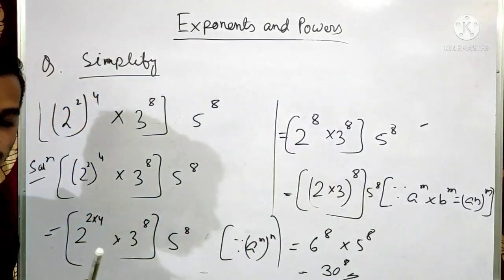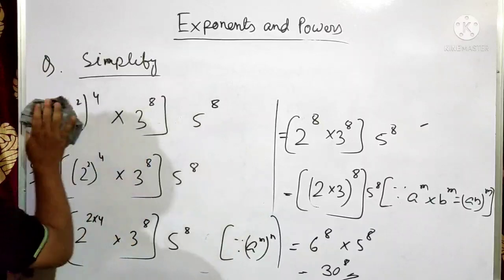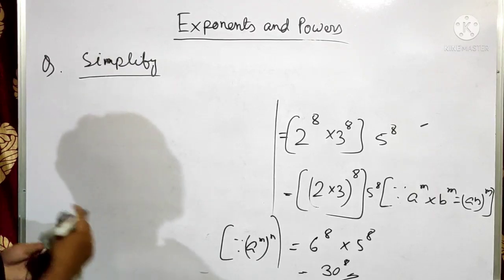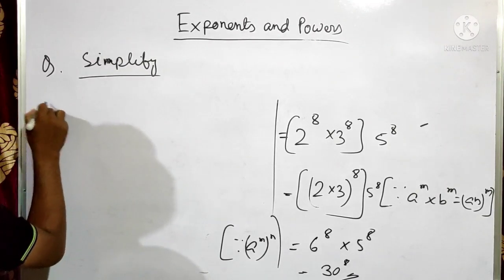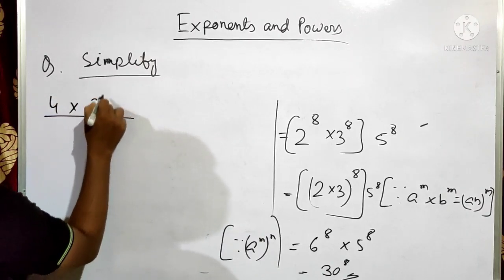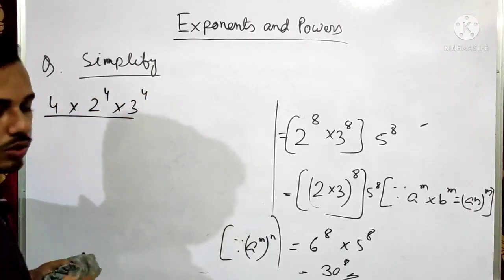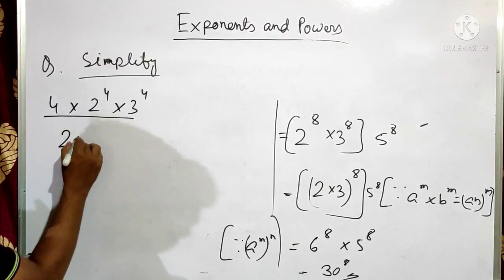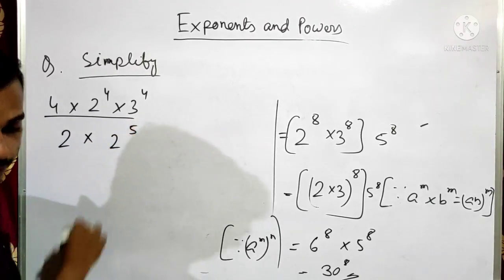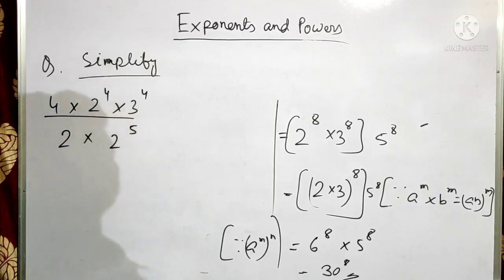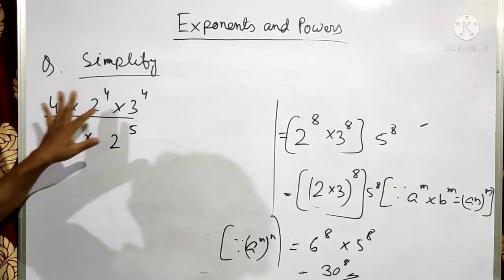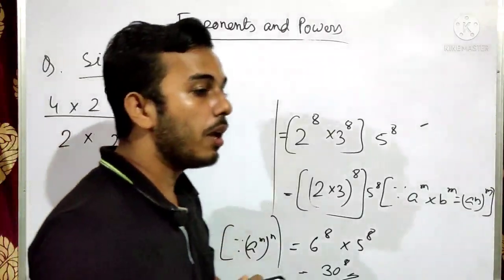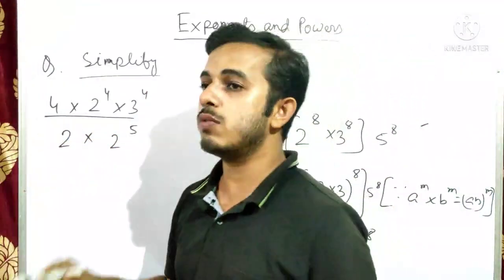Our next question is 4 into 2 to the power 4 into 3 to the power 4, divided by 2 into 2 to the power 5. Same thing, same question, we have to simplify. Here look, the bases 2 and 3 are the most in common, isn't it? But here one number is there, that is 4, isn't it?